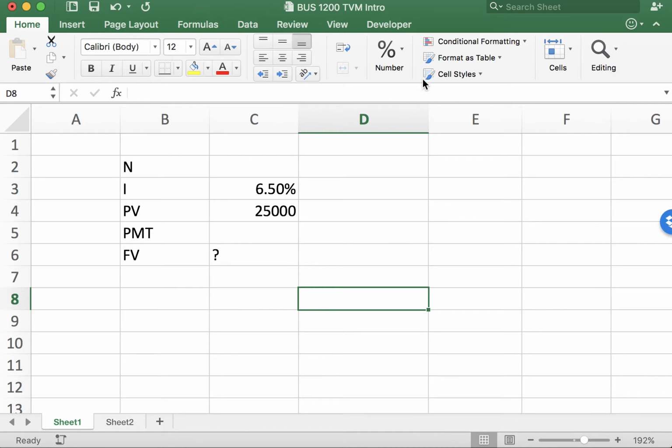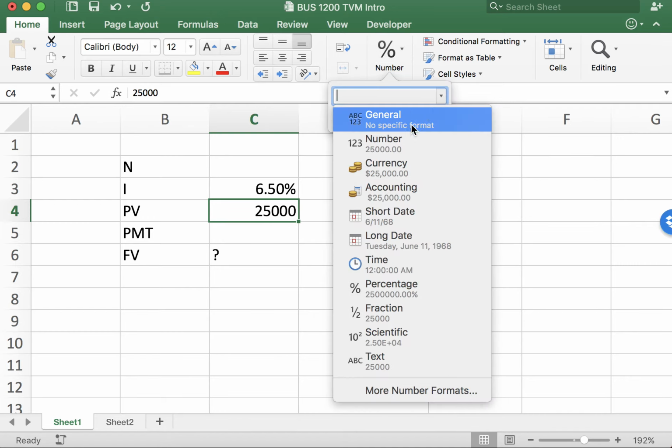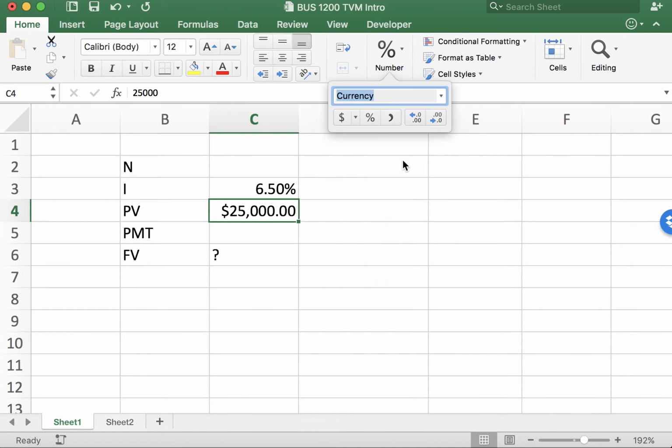And while we're changing numbers from the number button up here, this 25,000, we know that's currency. So we can go up here and change it from general to currency. We can see that it looks more like 25,000. I don't need these zeros. It makes it too unwieldy. It's too long. So I'm just going to reduce the number of decimals that's shown. They're still there. They're just not shown. So 25,000 is the present value.